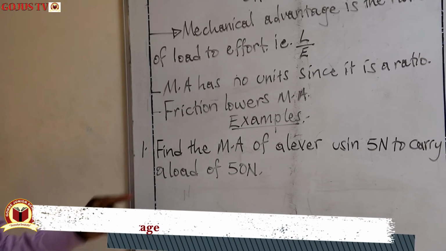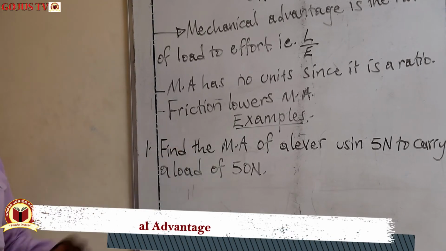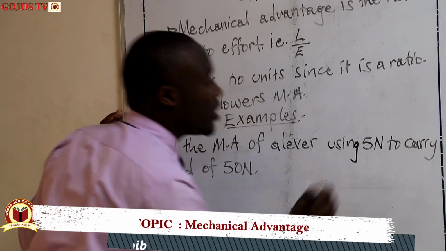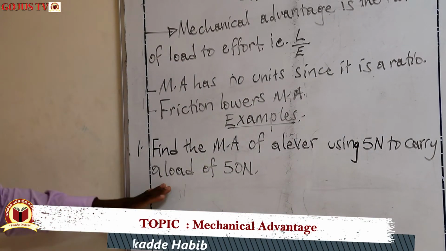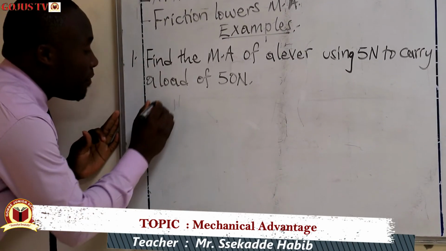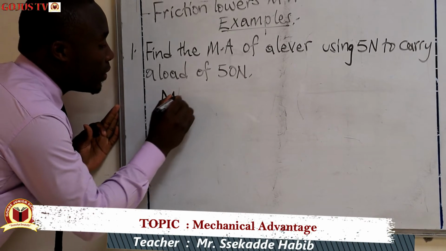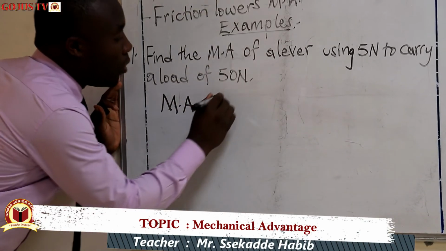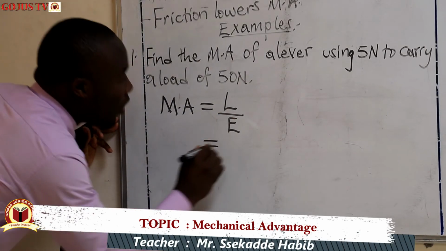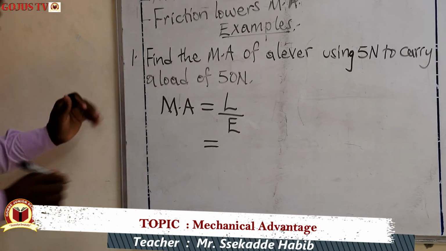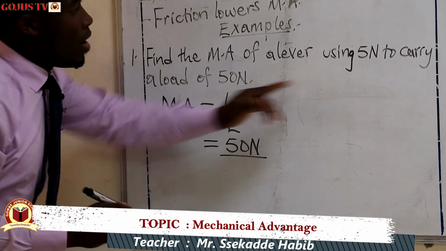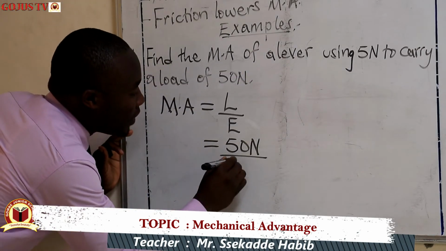The first one: find the mechanical advantage of a lever using 5 newtons, that is the effort, to carry a load of 50 newtons. So we shall say mechanical advantage is equal to load out of effort. And this one will give us, our load is 50 newtons. So we shall have 50 newtons out of our effort, which is 5 newtons.